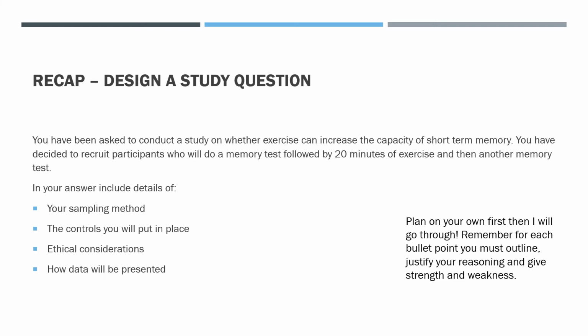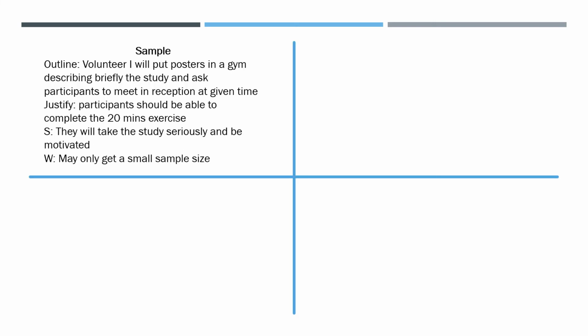So let's have a look at some ideas. First one, sample. Outline, I've gone for a volunteer sample. I'll put posters in a gym describing briefly the study and ask participants to meet in reception at a given time and date. The justification for putting it in a gym is that participants should be able to complete the 20 minutes of exercise that will be required and will have knowledge that they will have to do that.